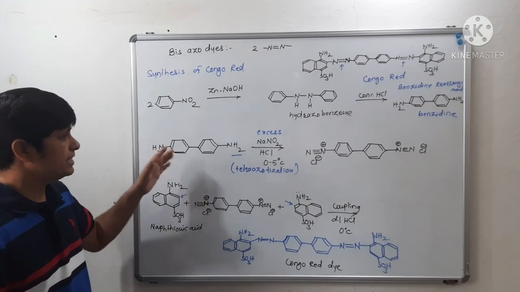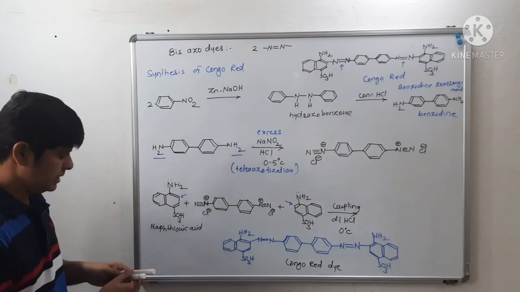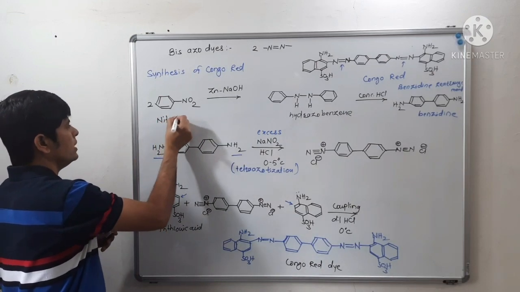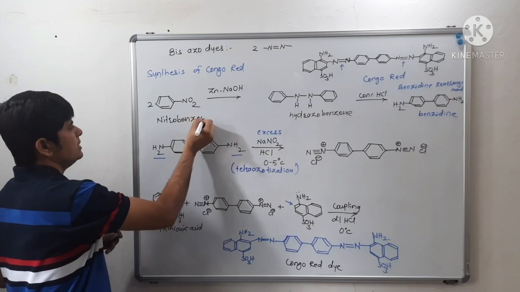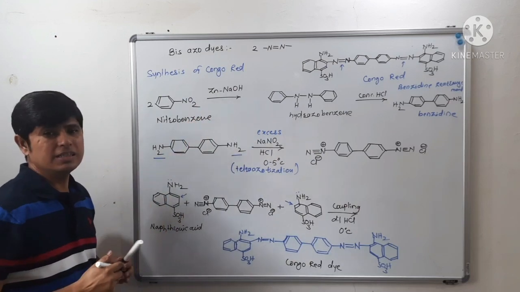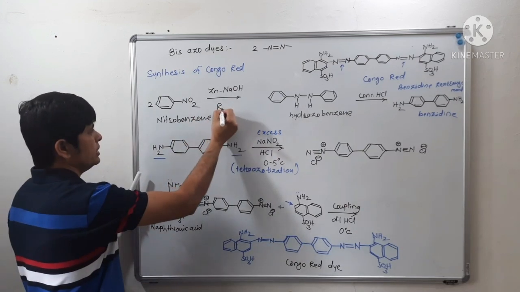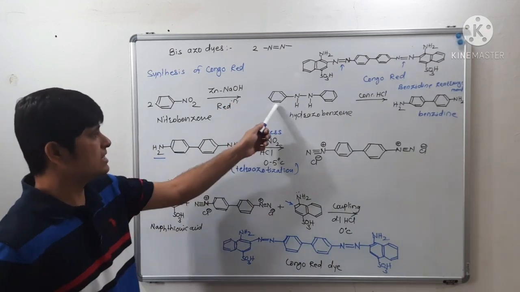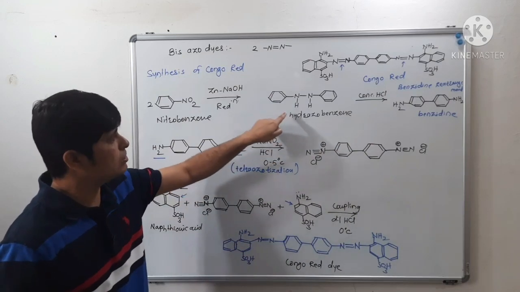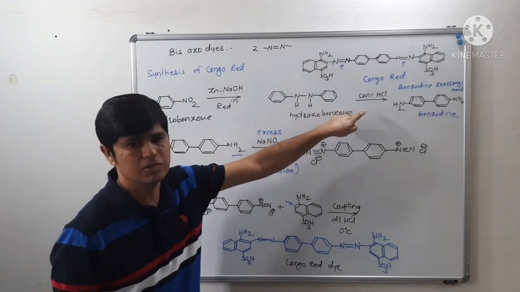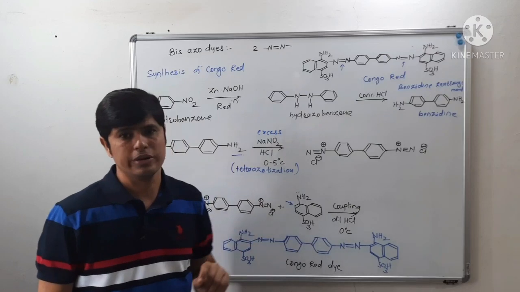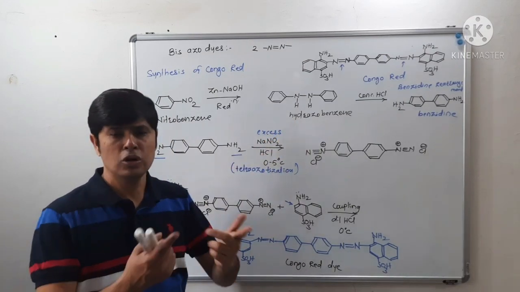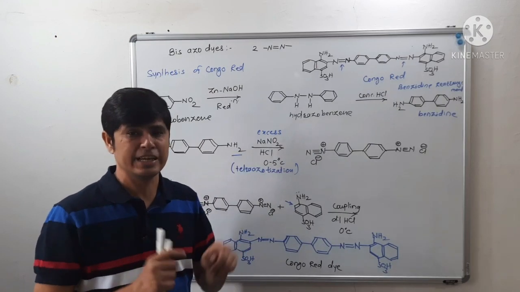Once again I am repeating the process of synthesis. In the synthesis of Congo Red dye, nitrobenzene is reacted with zinc and sodium hydroxide. Reduction will take place to give hydrazobenzene. Now this hydrazobenzene is reacted with concentrated hydrochloric acid. Hydrazobenzene will undergo rearrangement, called benzidine rearrangement.